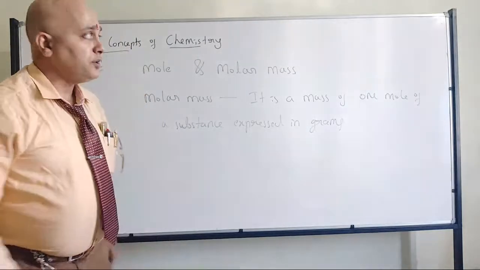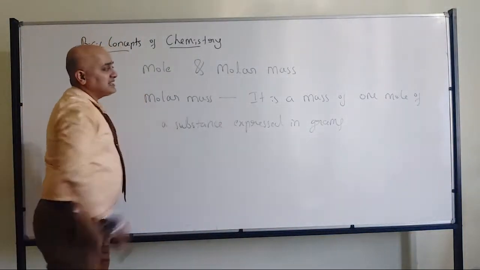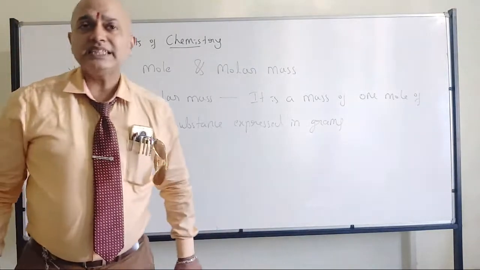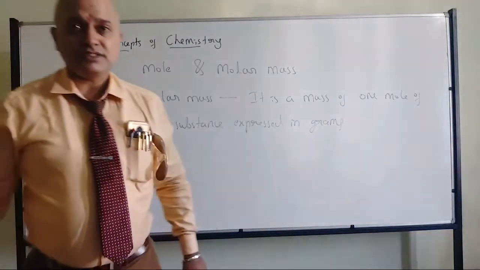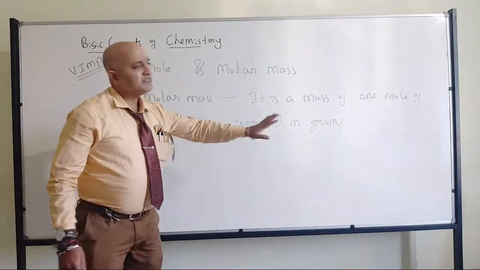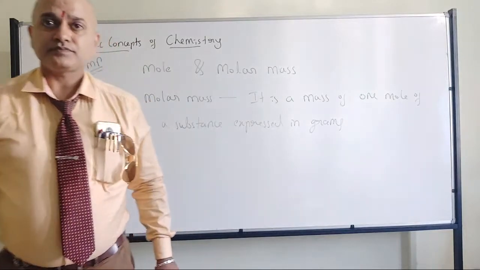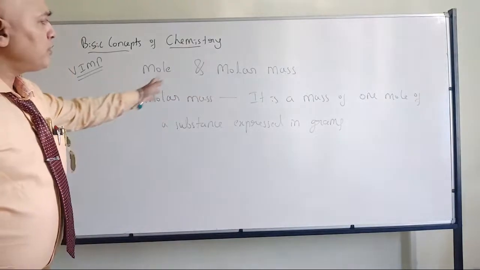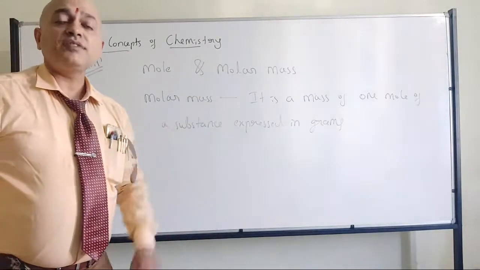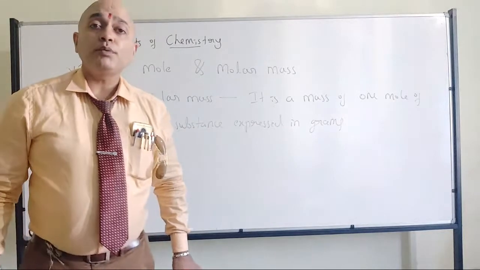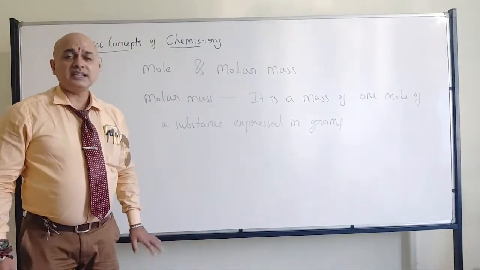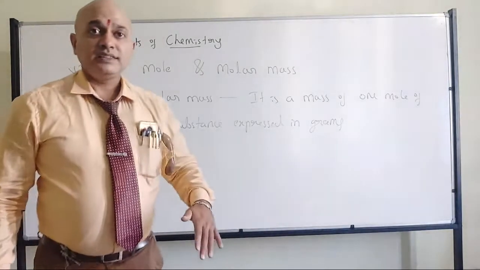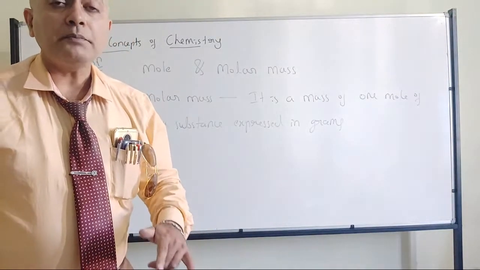All of you have understood? So what do you mean by molar mass? It is the mass of 1 mole of a substance. We can extend it as: it is expressed in grams. Or you can simply write it as the mass of 1 mole of a substance in grams. That is also fine. That is the definition of molar mass.